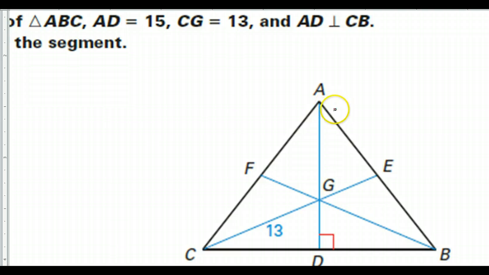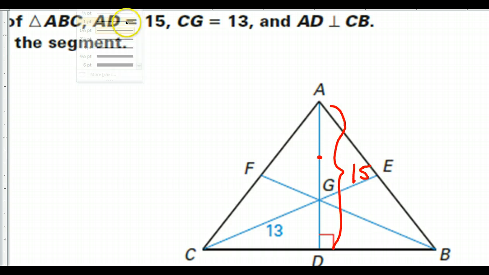AD is 15. Okay, that means this whole distance from here to here is 15. Well, I will take the longer piece and split it into 3 equal parts. If I do that, well, this is 15. So how big will each of these 3 equal parts be? Yeah, they're each going to be 5. So this is going to be 5, 5, and 5. Okay? So, I can use that to find some stuff.